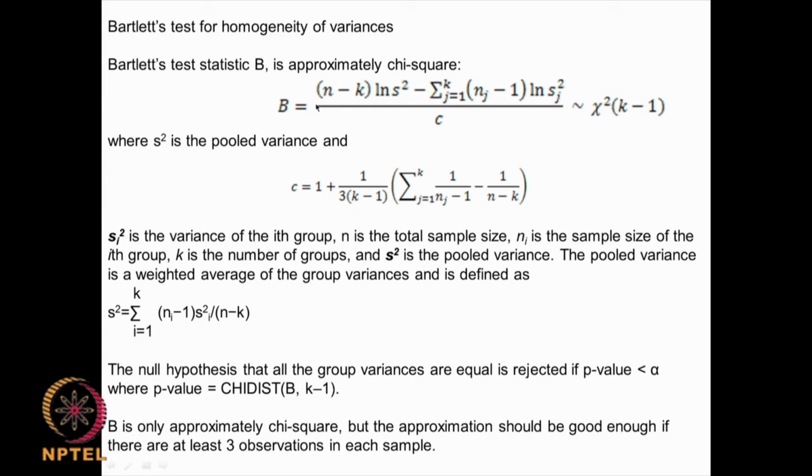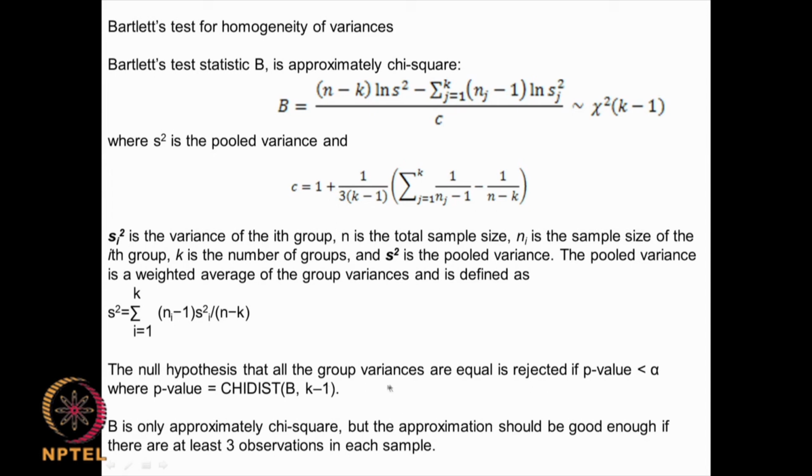So, the equation looks big, where n is the sample size of the ith group, k is the number of groups, and s is given like this. S square is the total variance, and Si square is the variance of the ith group, as you can see here. The C here is given in this formula. So, what you do is you calculate this test statistic, substituting the C here, substituting the S here, and then you use the chi-square distribution.